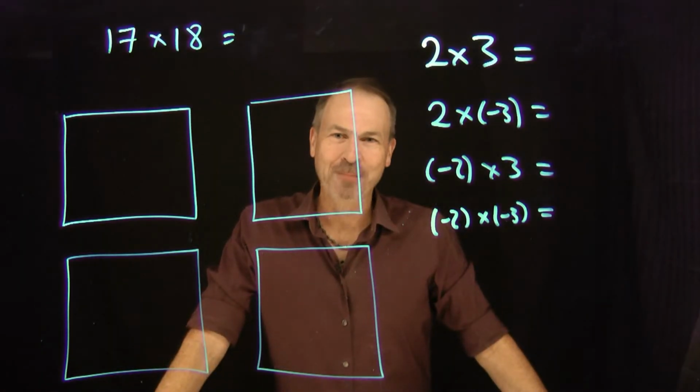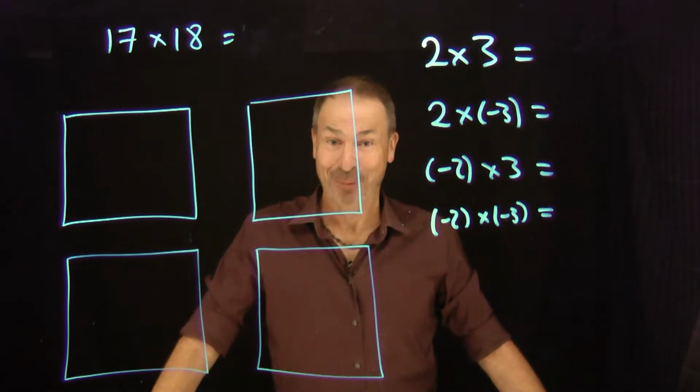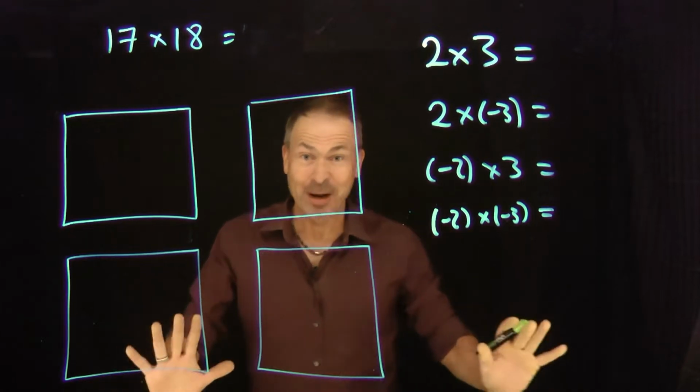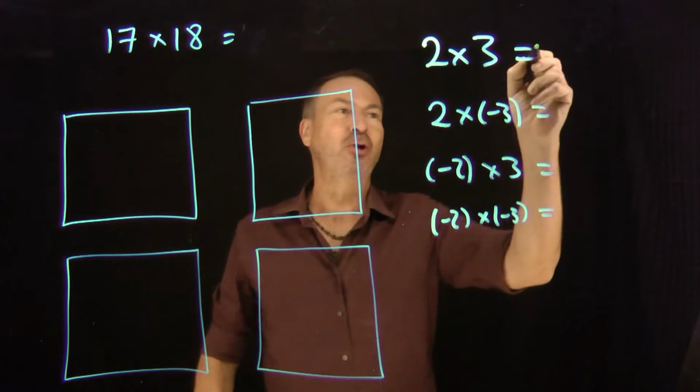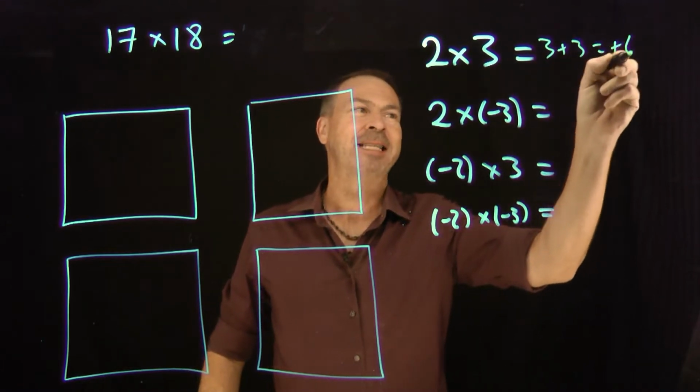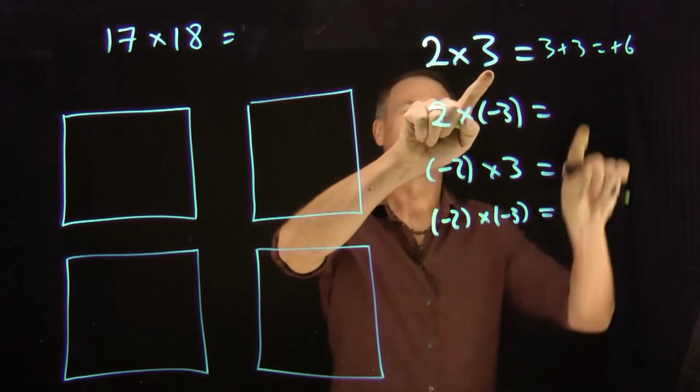An age-old question. Why is negative times negative positive? Well, let's answer it. But to be very clear, I think we're okay with positive times positive. For example, 2 times 3 is 2 groups of 3. So 3 and a 3, yes, we get positive 6. Positive times positive is positive.